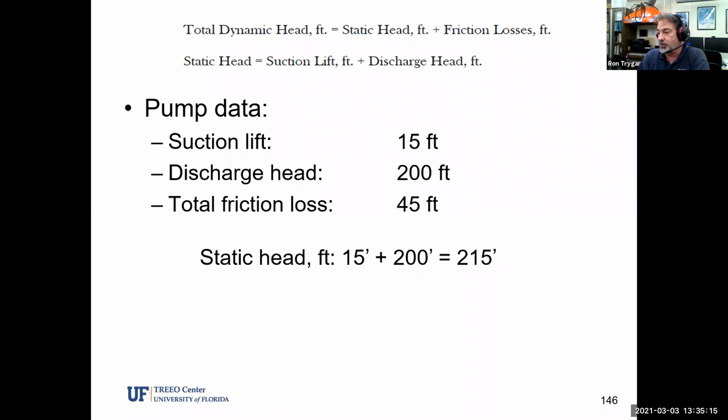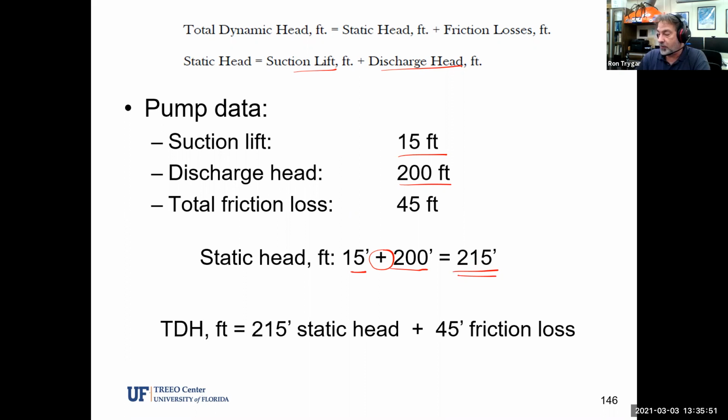So to do this, the first thing we need to do is calculate the static head. So to come up with total dynamic head, we're going to first use the static head first. So static head is going to be the 15 feet of suction lift here. And we're going to add that. Notice it says suction lift plus the discharge head, which is 200 feet. So we're adding these two together. So 15 feet plus 200 feet is essentially 215 feet. So that's the static head.